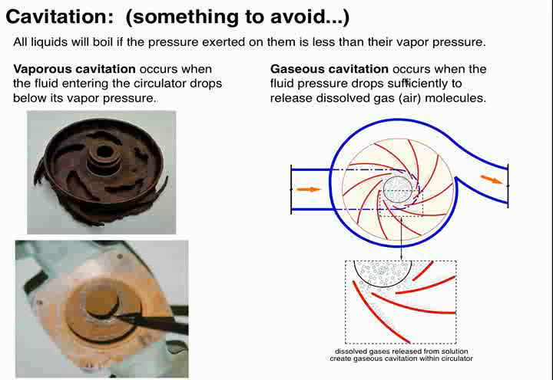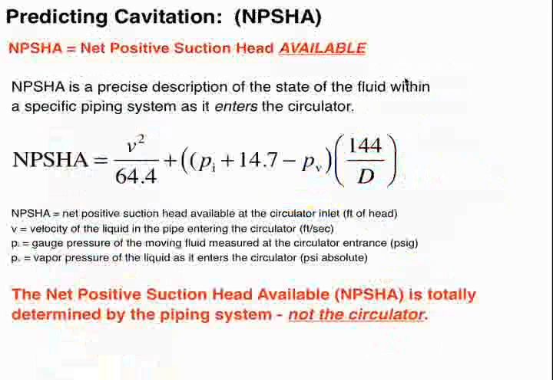Now, there's another kind of cavitation that I'm sure many of you have heard. It's called gaseous cavitation. This is where air molecules, nitrogen and oxygen, that are being carried along with the H2O molecules actually come out of solution. And you'll tend to get gurgling sounds inside a circulator. A good air separator will get rid of those gases, and that gaseous cavitation will go away. That's not as damaging as the vapor cavitation.